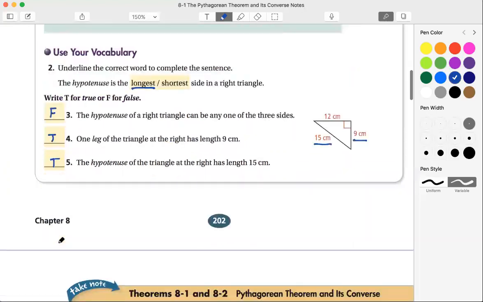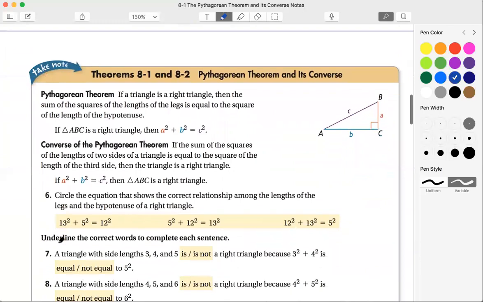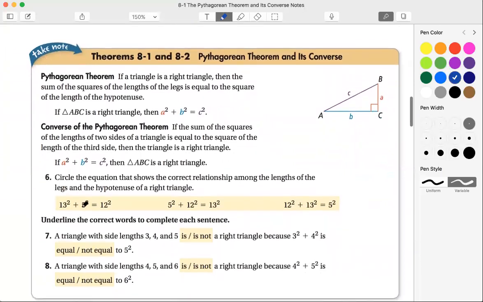Okay. So some new theorems. Theorem 8-1 and 8-2, the Pythagorean theorem and its converse. So if a triangle is a right triangle, then the sum of the squares of the lengths of the legs is equal to the square of the length of the hypotenuse. So here is your formula for the Pythagorean theorem: a squared plus b squared equals c squared. Now, this is something you probably have used in a previous course. What's cool is we can actually determine if something is a right triangle if it satisfies this. So if I do this equation and it's true, then I know it's a right triangle.